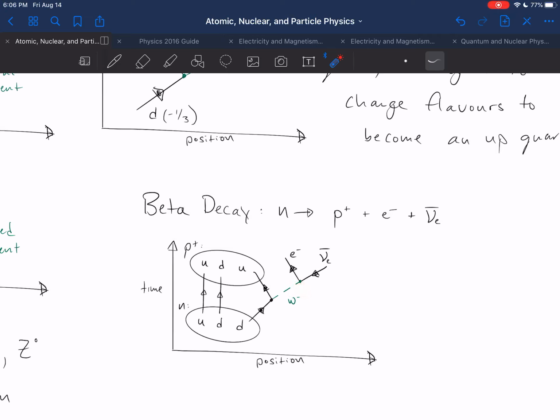It also conserves charge. Notice this W minus boson has -1 charge, and therefore the sum of these two must also have -1 charge. And in fact, the electron is negatively charged, and the anti-electron neutrino is neutral. Notice that this answers the question we had from a long time ago about why this had to be an anti-electron neutrino and not just a regular electron neutrino. It's because of conservation of lepton number at this particular vertex.